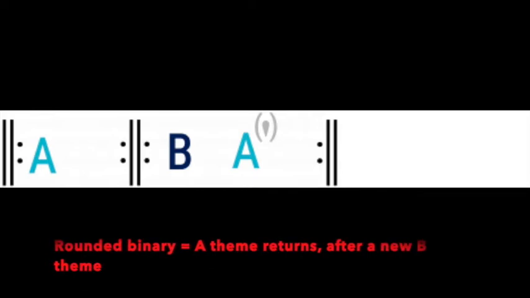In rounded binary, the A material returns in the tonic somewhere in the middle of the second section. Okay? It's not necessarily the case that all of the A material needs to be restated, only the first bit, though often it is restated in total, but it doesn't have to be. Okay? While that material might be exactly the same in terms of theme, it could be a little bit different, so we might still have variations as well.